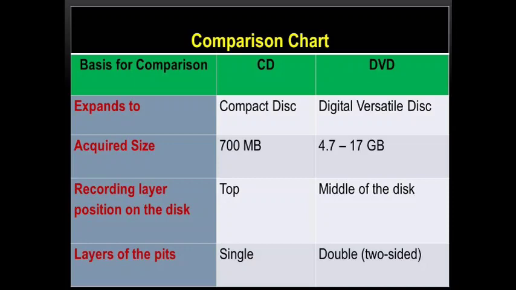Now let's have a comparison of CD and DVD. The expansion of CD is compact disc, whereas the expansion of DVD is digital versatile disc. The DVD can acquire 7 times larger amount of the data relative to a CD. The reasons why it provides greater size than a CD are dense packing of the bits, use of shorter wavelength laser, and generation of the two-sided disc.